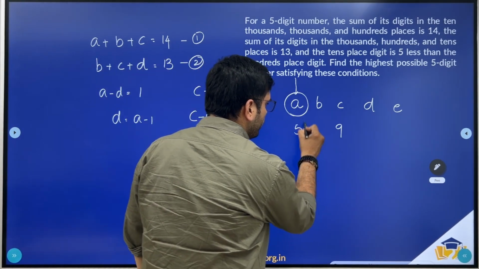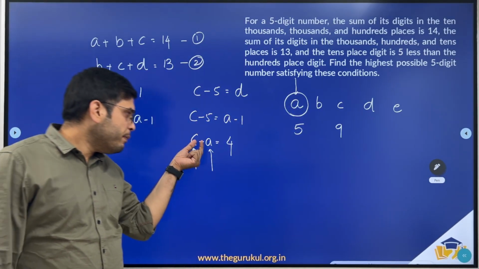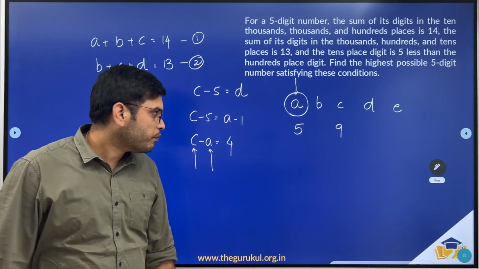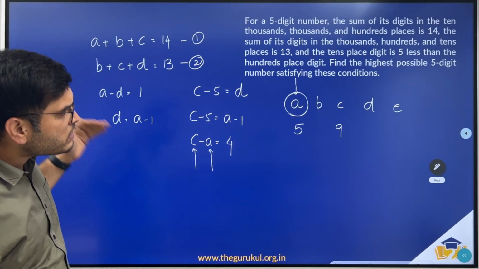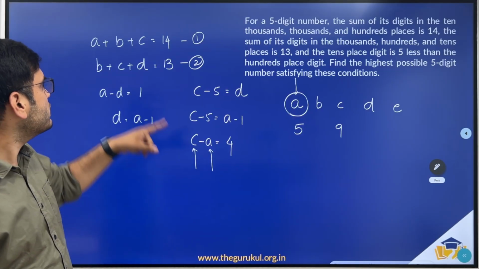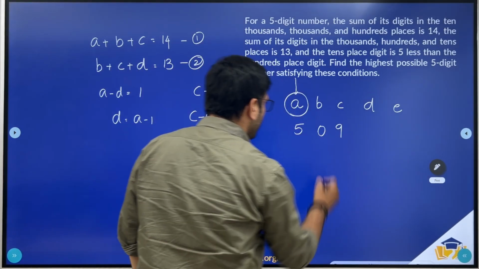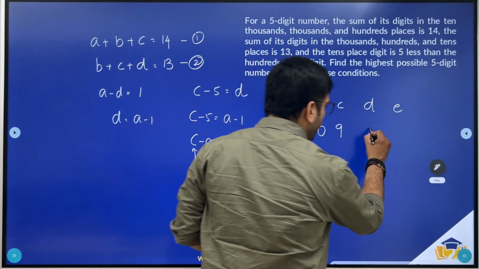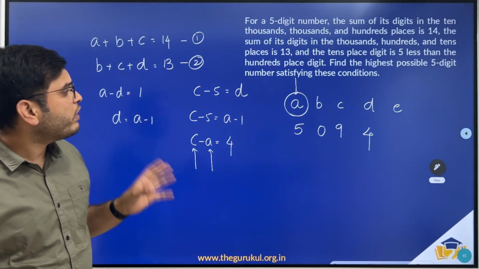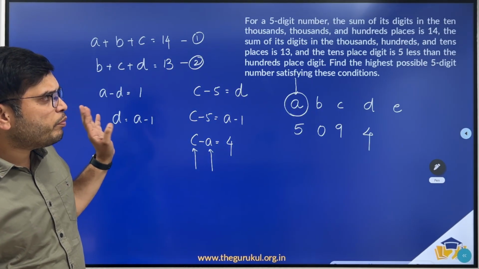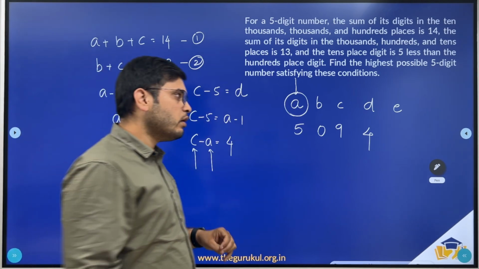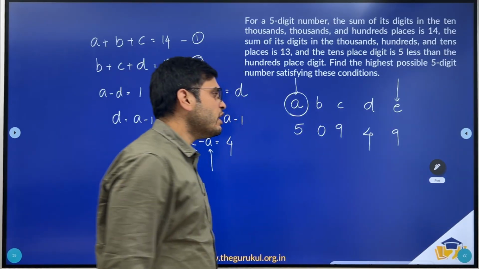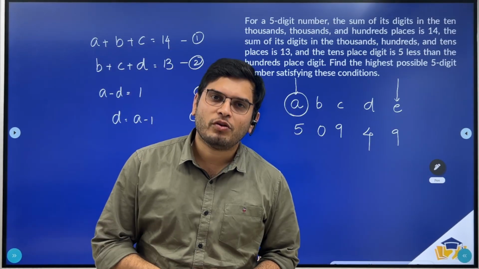5, right? Now we get the maximum possible value of a once we have the maximum possible value of c. So a is 5, c is 9, so 5 plus 9 is 14, so b becomes 0. Then d is equal to a minus 1, 5 minus 1, 4, and e. Now, are we given that no digit should be repeated? No, you do not have any such criteria. So what is the maximum possible value of e? 9. So 50949 becomes the answer to this question.